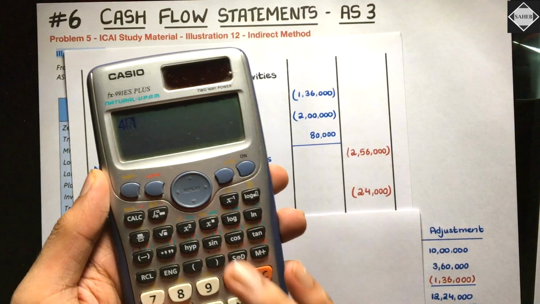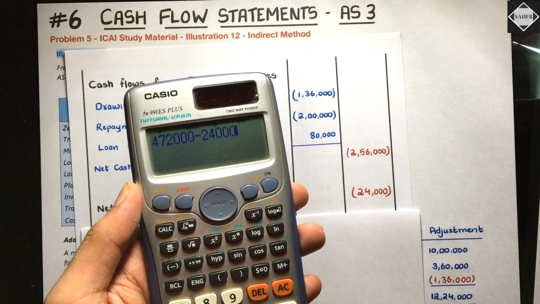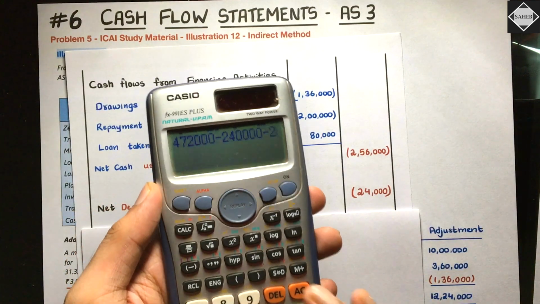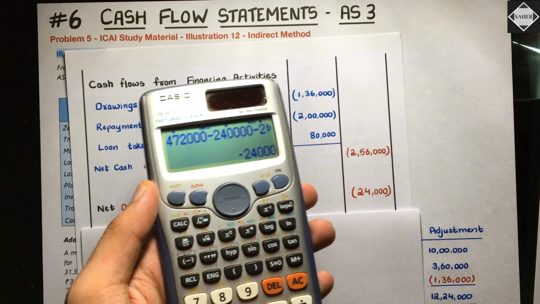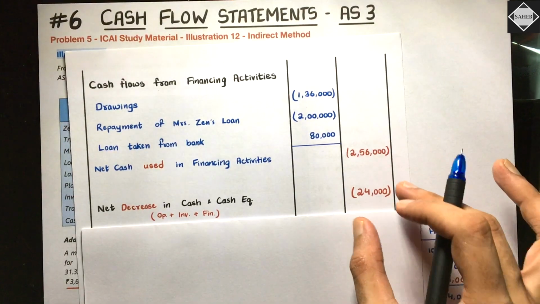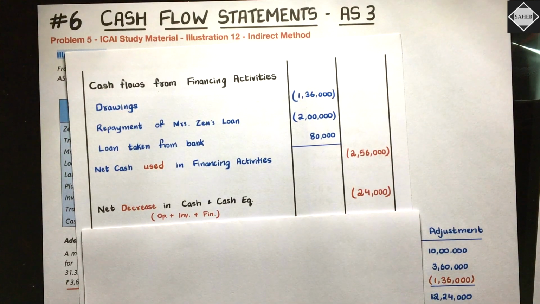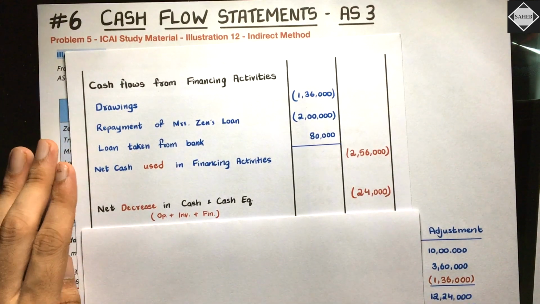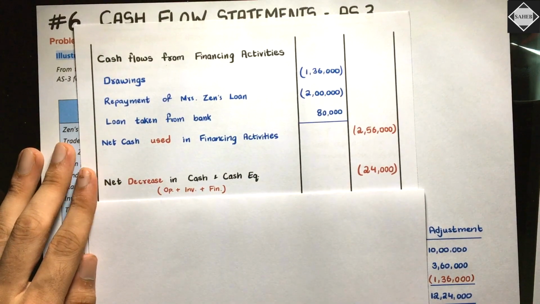Operating activity 4,72,000 minus 240 investing minus 256 financing, that is equal to 24,000 negative. So this much cash, 24,000, has been decreased in the business in the current year. Is it clear? Because of all the three activities in net. Okay, that's what is called as net decrease in cash and cash equivalents.